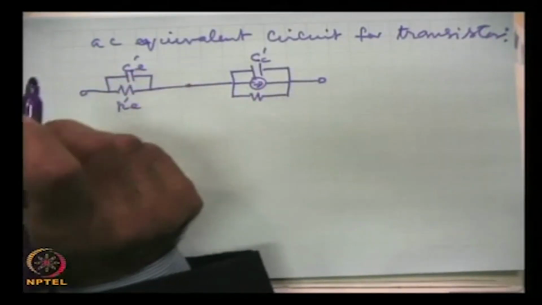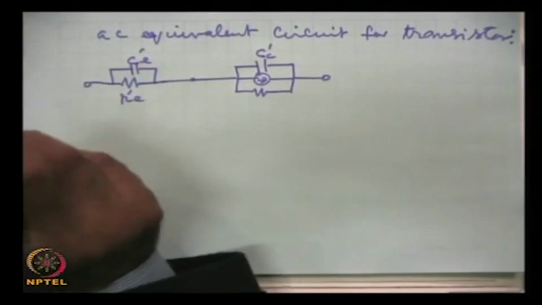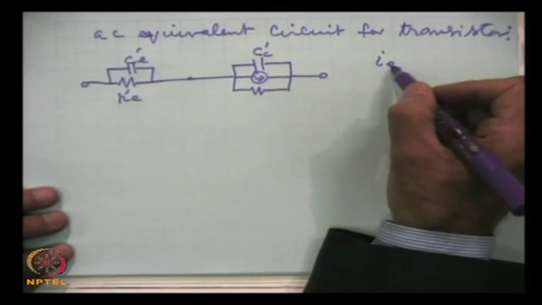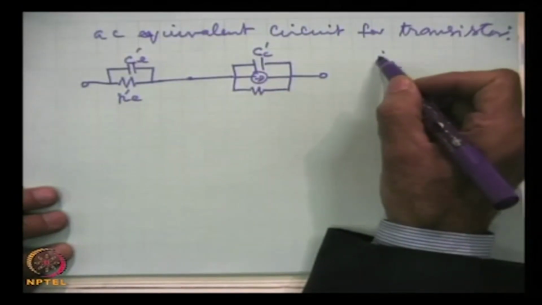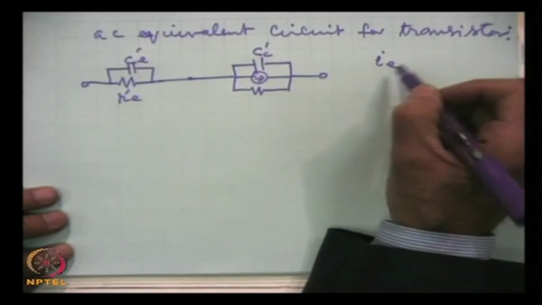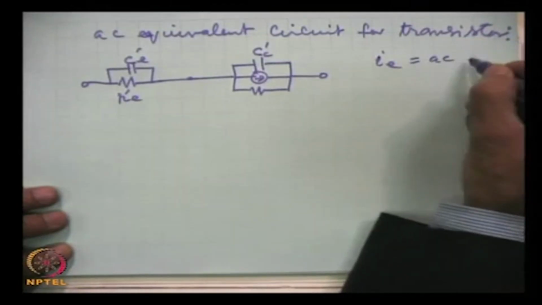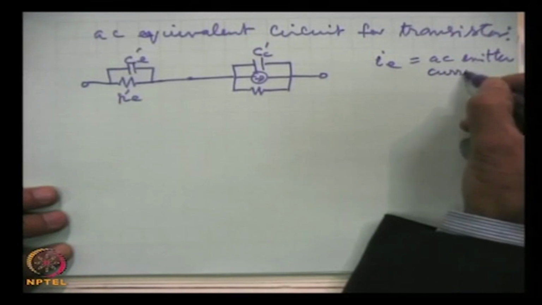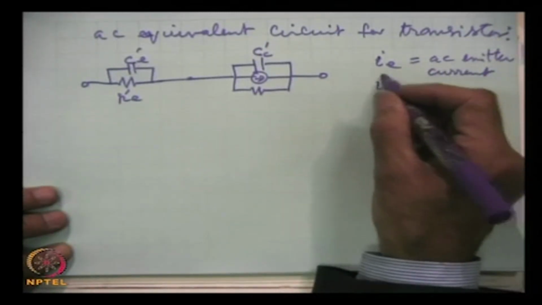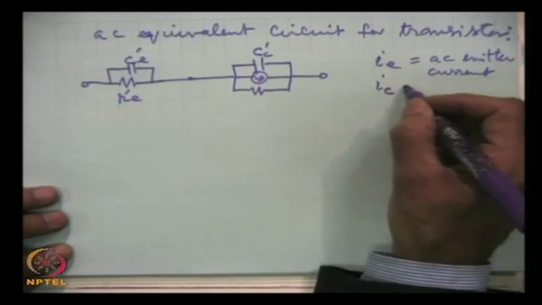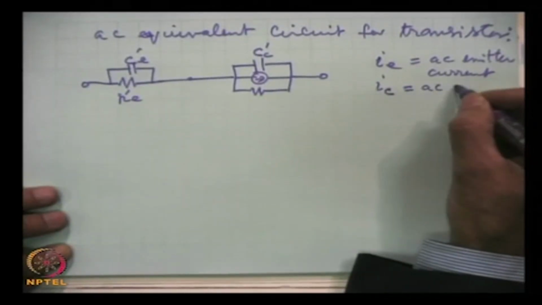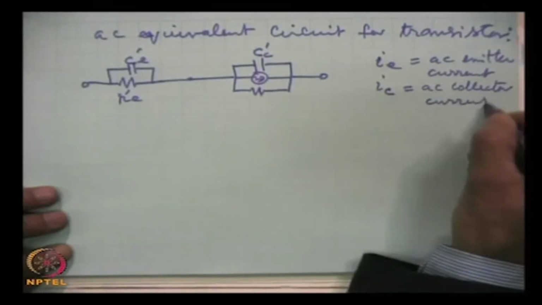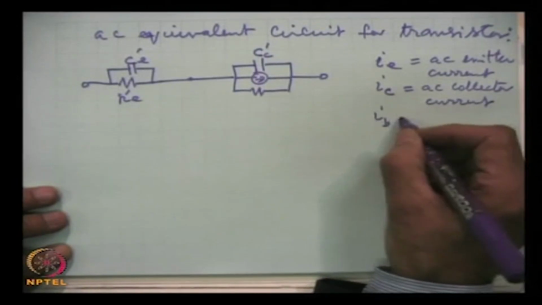Now, we are talking of the AC equivalent circuit. So, there will be an AC input current with small letter i, we denote AC emitter current. Similarly, there will be AC collector current, and AC base current.